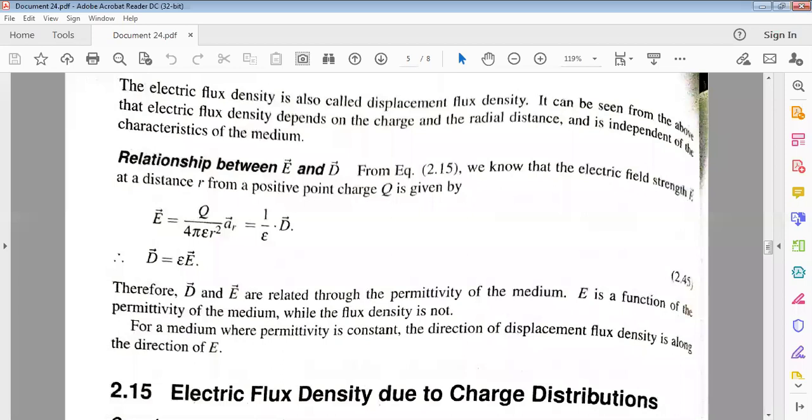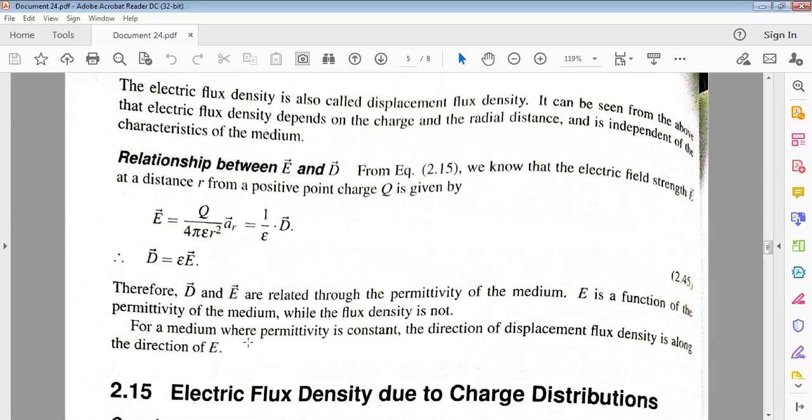D and E are related through the permittivity of that medium. That is the meaning: D equal to epsilon E means D equals epsilon times E. What is the direct relation? D is not directly equal to E; it depends upon the medium's permittivity. So E is a function of the permittivity of the medium, while the flux density is not.